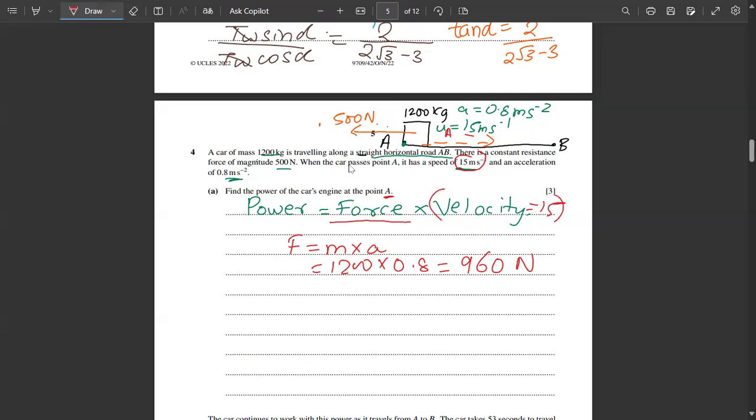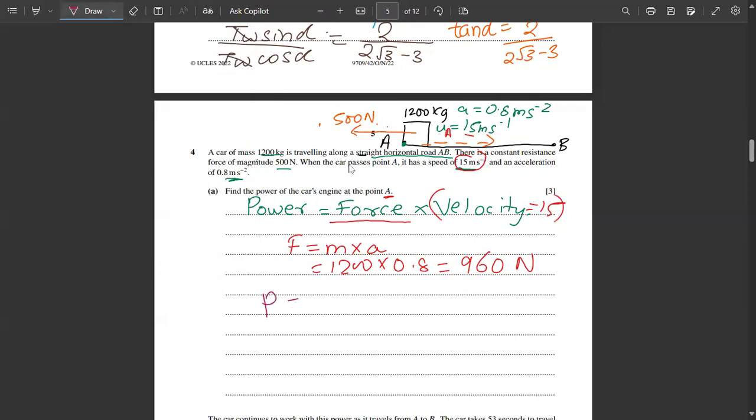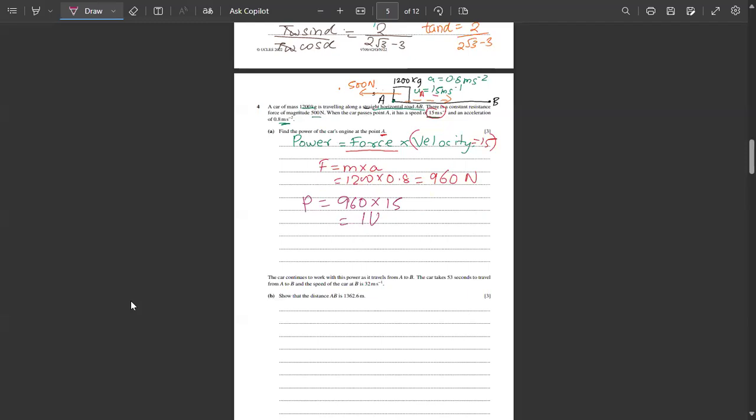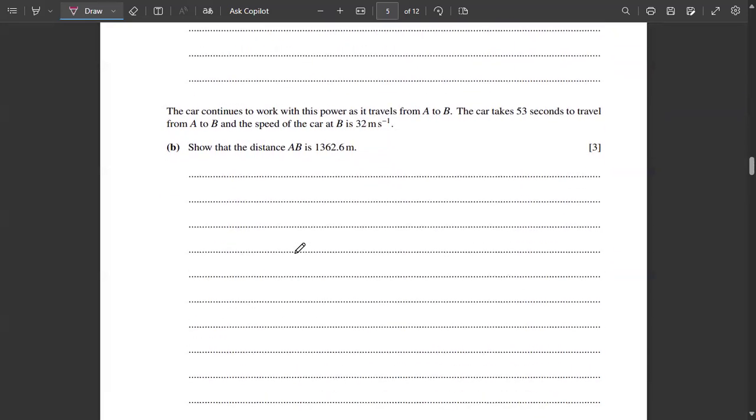So now if we write the final equation, power is equal to force, which is 960, into velocity, which is 15. 960 into 15 is 14400 watts. Next question. This was a relatively easy question. It was a scoring question.